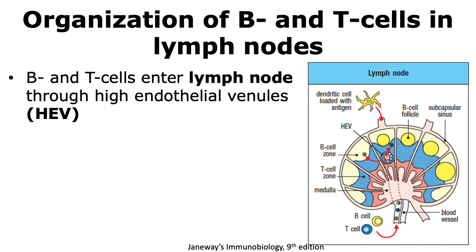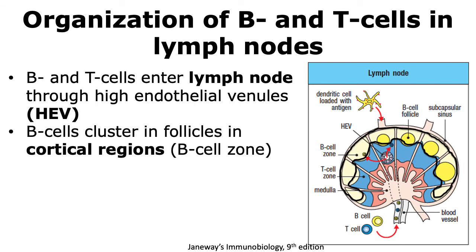Let us now look at another secondary lymphoid organ, which is the lymph nodes. Now, in the case of lymph nodes, the B and T cells are able to enter through a blood vessel called the high endothelial venule, or HEV. And that is what is shown here in the figure, where we can see the B cells and the T cells entering through the high endothelial venules, where we see a cross section of this high endothelial venule in that black circle that's outlined.